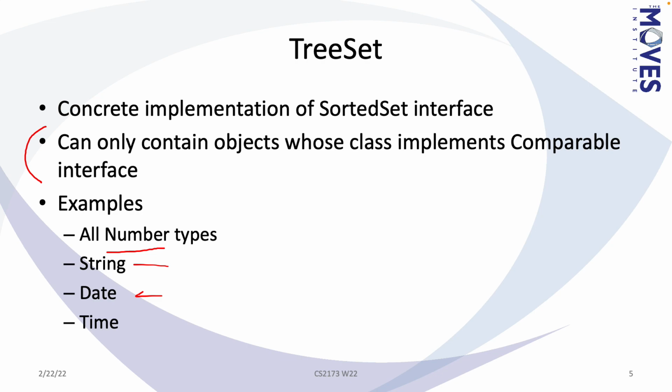Others, there are Date objects and Time objects, and these have a natural ordering. How do you think you'd sort that? If I have two dates, is it obvious how I could decide which one is smaller than the other?